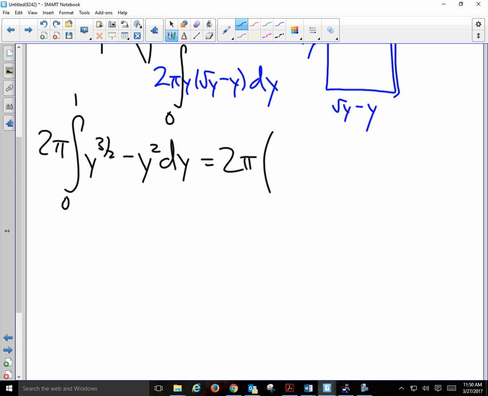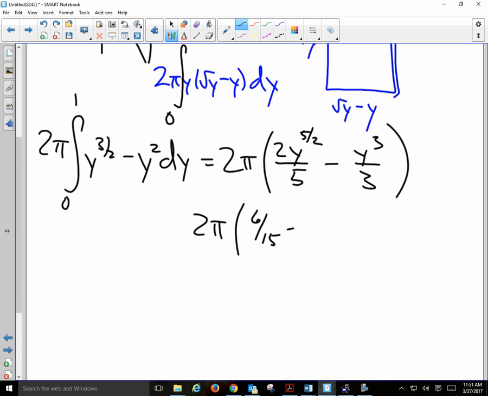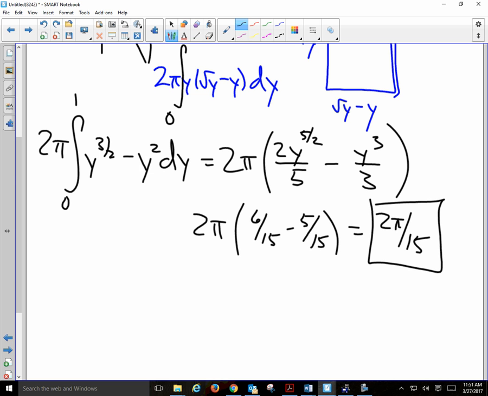2 pi times, and I do y to the 3/2. Y to the 5/2 over 5/2 is multiplied by 2/5, minus y cubed over 3. Common denominator will be 15. So 2 pi times, if I get 1, I get 2/5 or 6/15 minus 5/15. And I get 2 pi over 15.